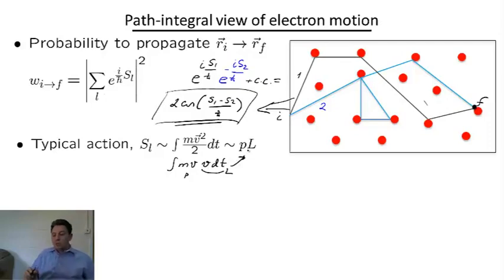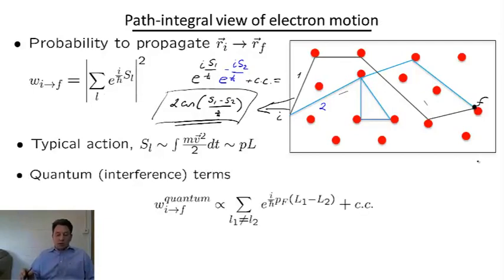So we can estimate our action on each path as the typical momentum of an electron times the typical length of the trajectory. Now, using this estimate, we can also estimate the typical quantum interference terms, which are described by the sum over all pairs of non-equivalent, different trajectories, L1 and L2.